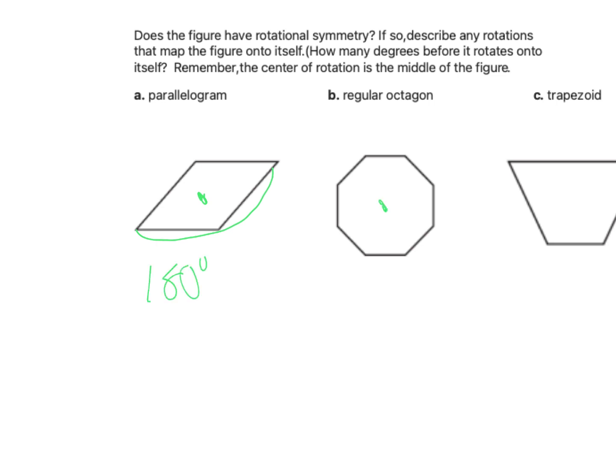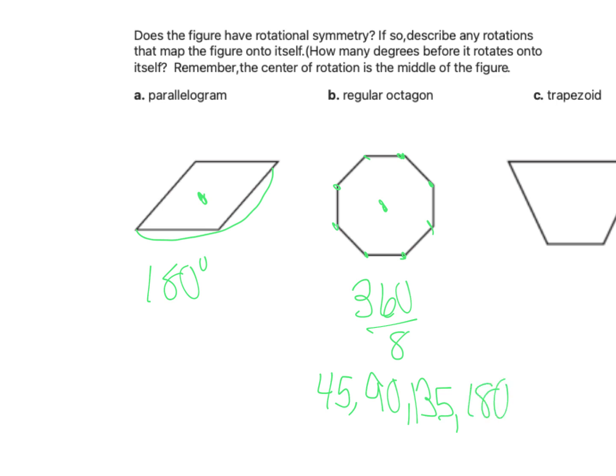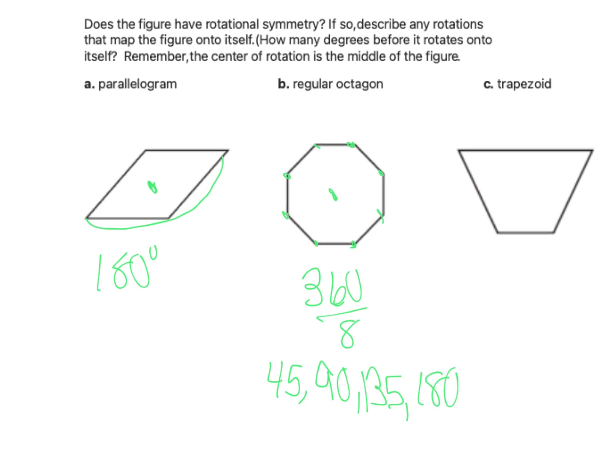An octagon, we think about 1, 2, 3, 4, 5, 6, 7, 8 times it's going to map or rotate onto itself, which means we need to take 360 and divide it by 8, which means every 45 degrees it has rotational symmetry. So at 45, 90, 135, 180 degrees, and then we could keep listing all the way up to 360.